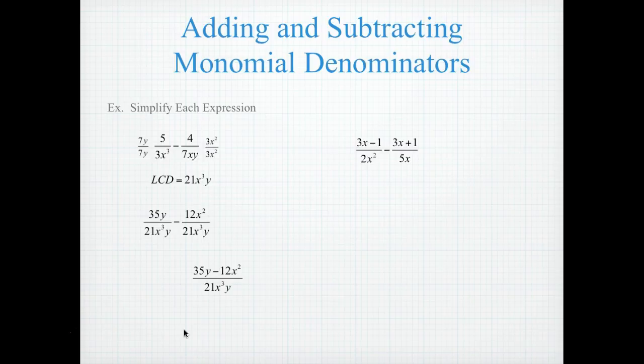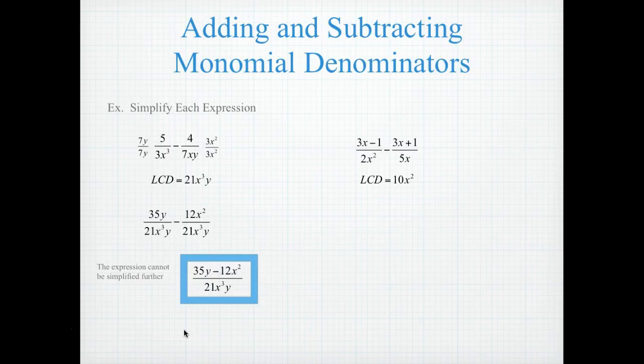Now I want to look to simplify that. I cannot factor the numerator, and since the numerator is not factored at this point, there's no more work to do. So I have 35y minus 12x to the second over 21x to the third y. In the second example on this slide, I have 3x minus 1 over 2x squared minus 3x plus 1 over 5x. So I identify my least common denominator, which in this case is 10x to the second.